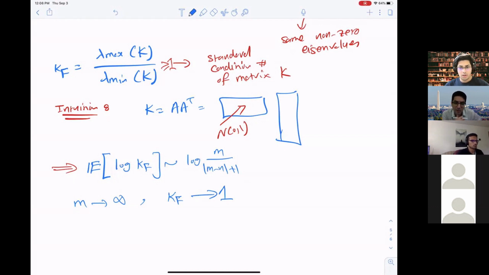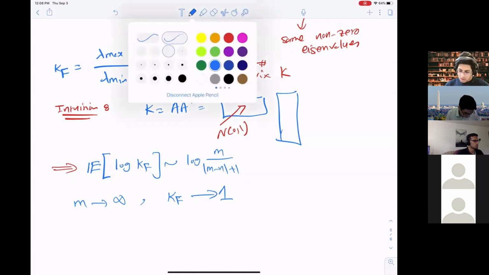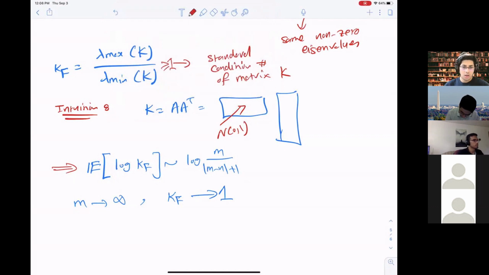Why does the expectation converge to this? It's from a reference. I didn't put the reference, so in the scribe notes, we'll add a citation. This is coming from random matrix theory.